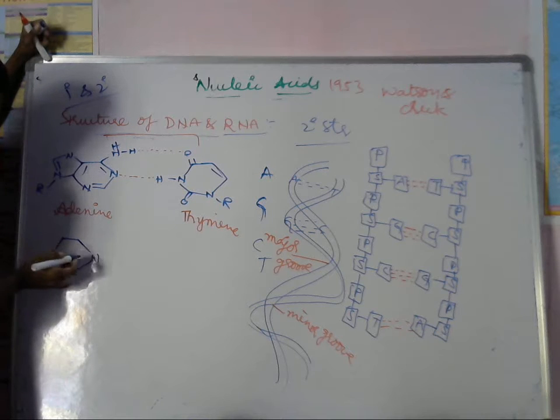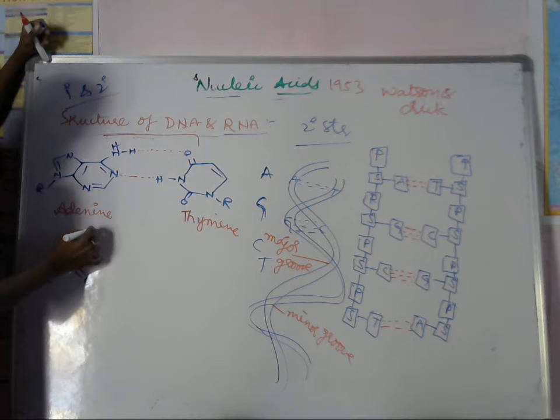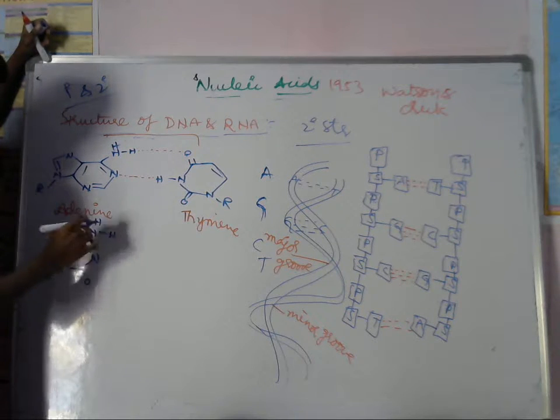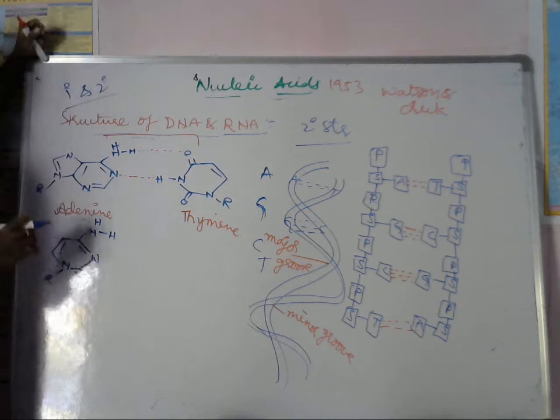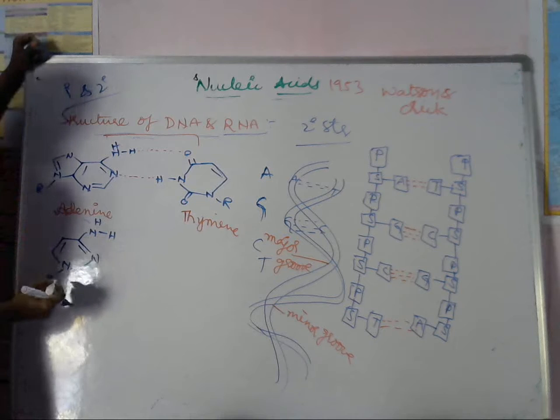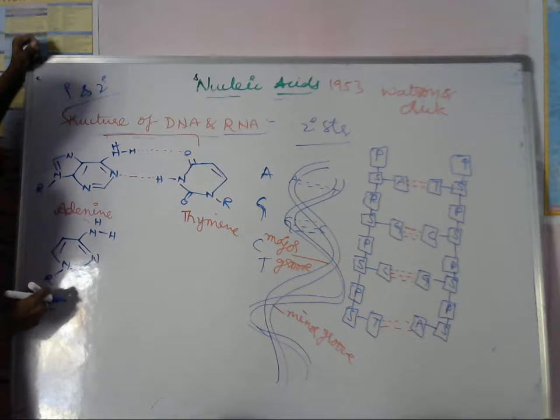Here we'll have this one, the pyrimidine. I am writing the amine group here. Here a double bond will be there. Here NH is there, and we have to write another H. Okay, so next, this is the cytosine. This is the cytosine.